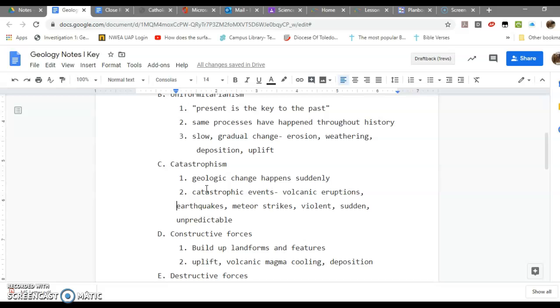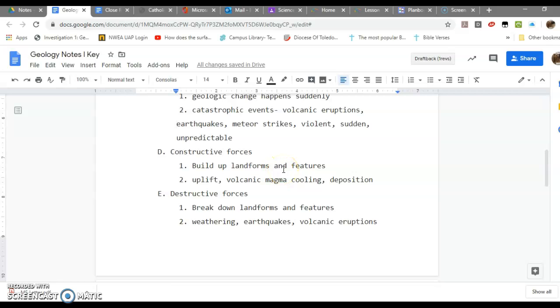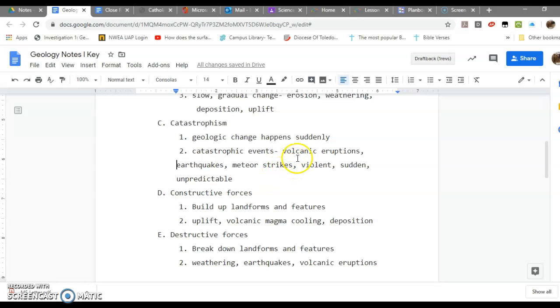Now, not all mass extinctions are catastrophic events. Some of them happen slowly. That kind of leads into constructive and destructive processes. Constructive builds up landforms and features. Uplift, volcanic magma cooling, deposition, those are constructive forces. Now, they don't always have to be uniformitarianism or catastrophism. You have to look at the situation and what happened.